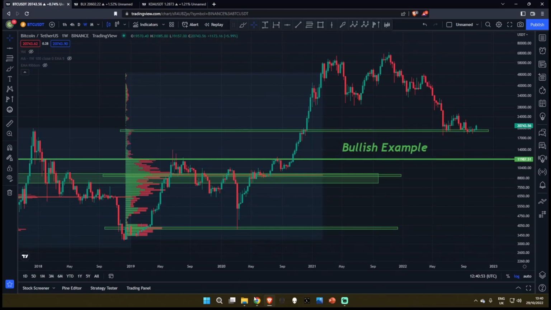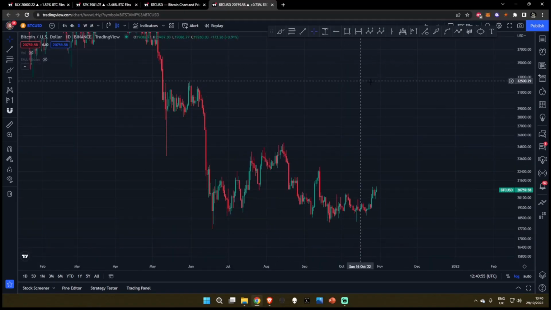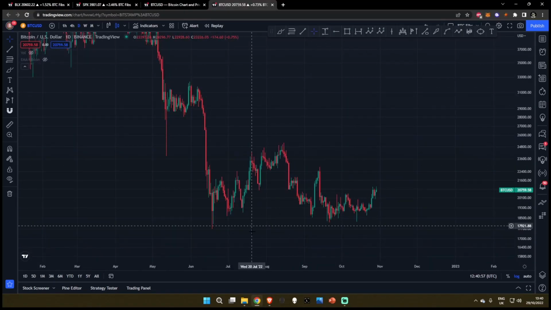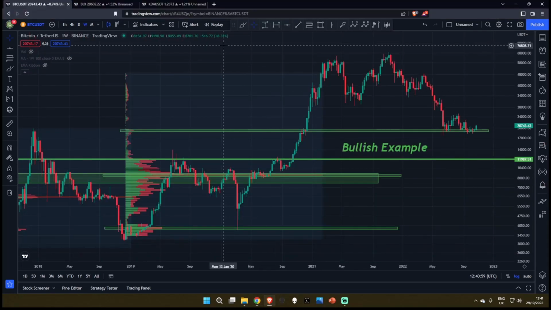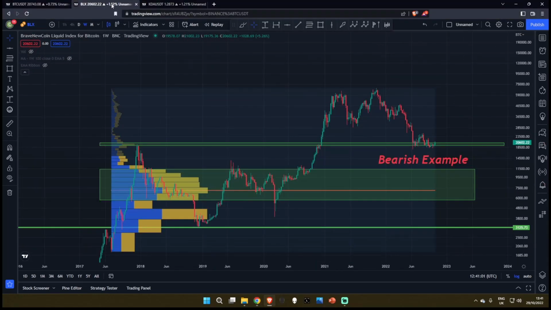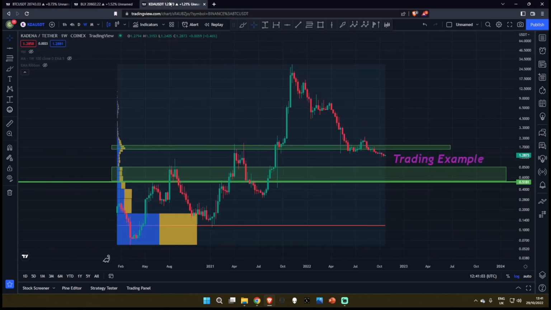I'm going to start off on a fresh chart so you can follow what I'm doing and add the exact same tools as me. After this, I'm going to give you a bullish example, I'm going to give you a bearish example, and then I'm going to show you how you can incorporate volume profiles in your trading plan and how you can trade using these volume profiles. So let's dive right in.